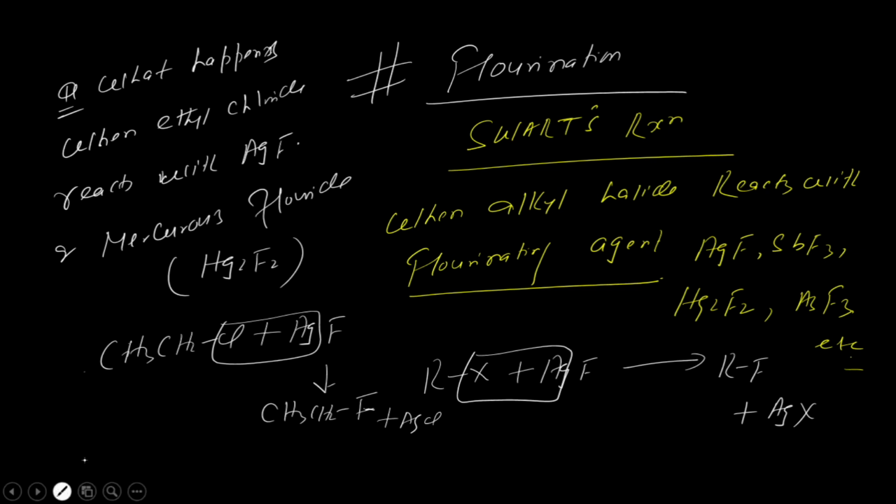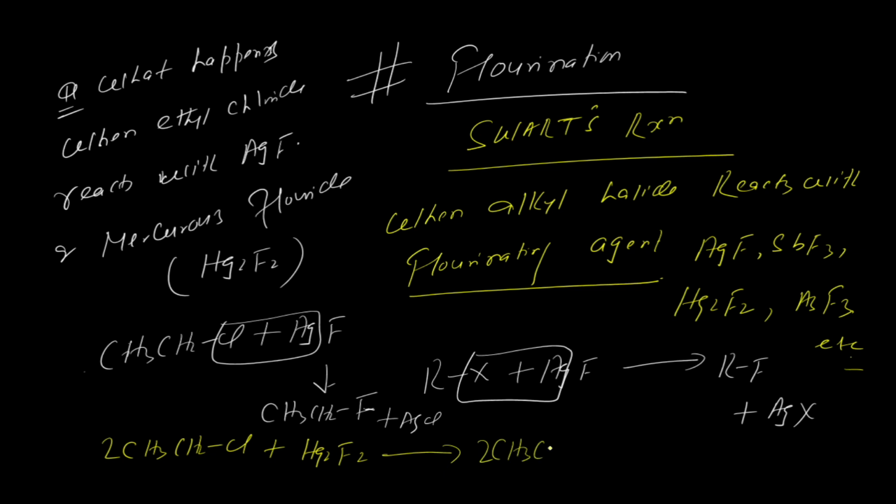Again, if you want to take mercurous fluoride, then you have to take two molecules of CH3CH2Cl plus Hg2F2. It will give you two molecules of CH3CH2F, ethyl fluoride, plus Hg2Cl2, the mercurous chloride. So this is all about the halogenation of alkane.